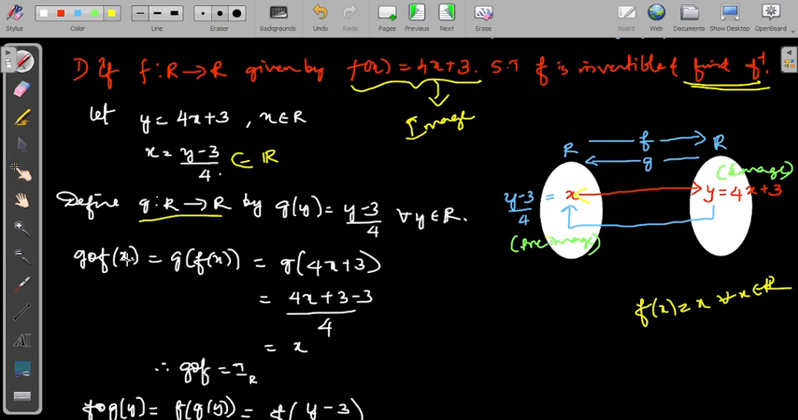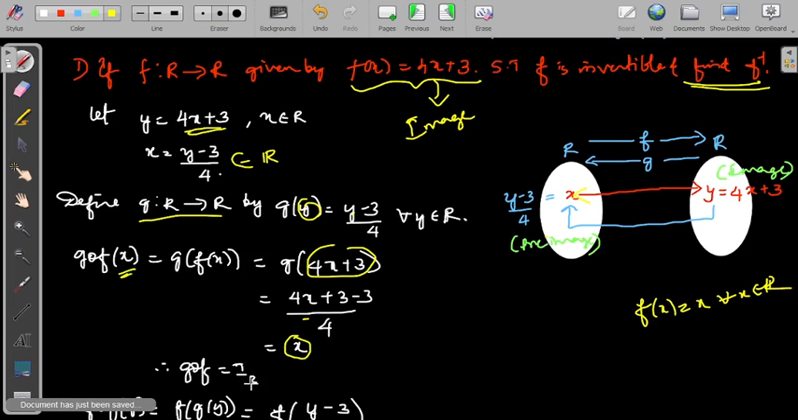So g composite f of x I have taken, because for g of f of x, f's input is x, and g's input is y. G of f of x is 4x plus 3. Substitute g of y, in the place of y you have 4x plus 3, substitute that here. 4x plus 3 minus 3 divided by 4. 3 minus 3 cancels, 4 cancels, you will get x. Input x, output is also x.